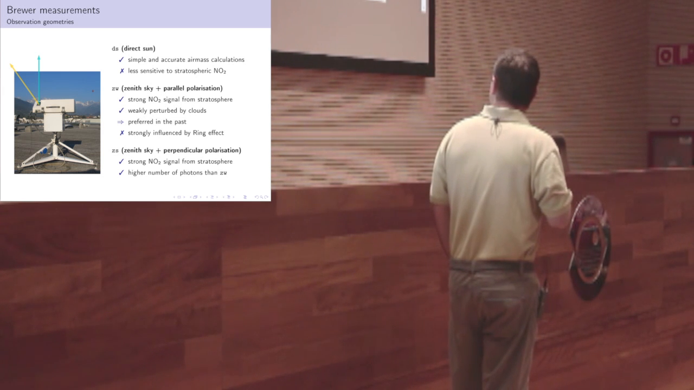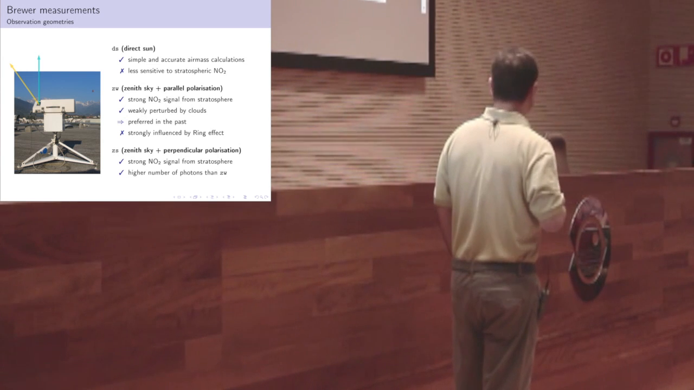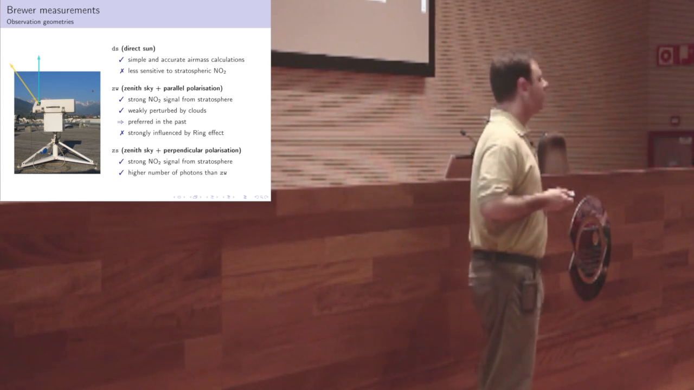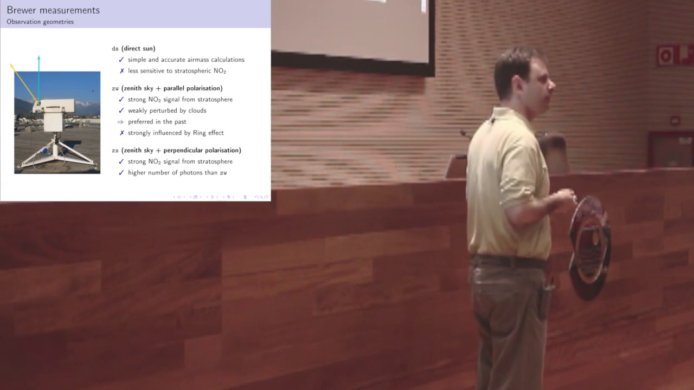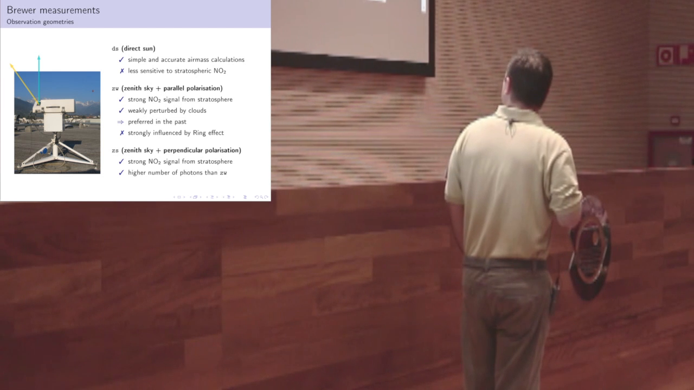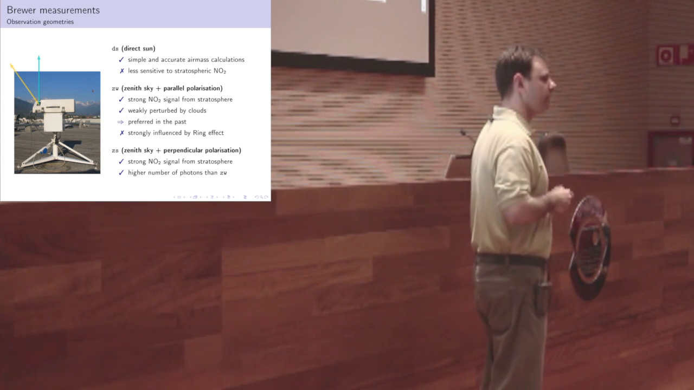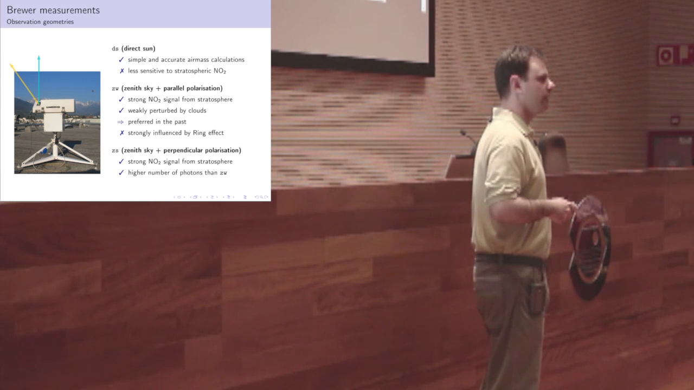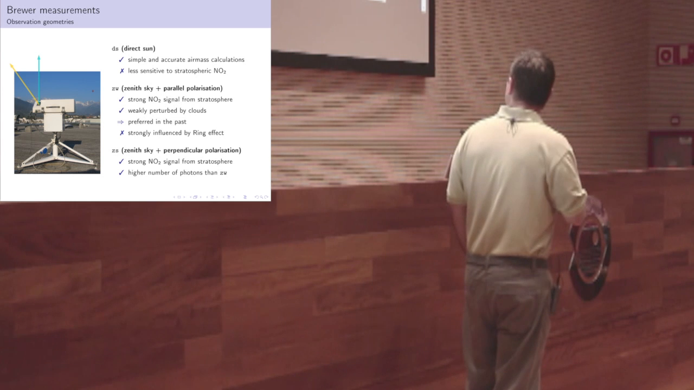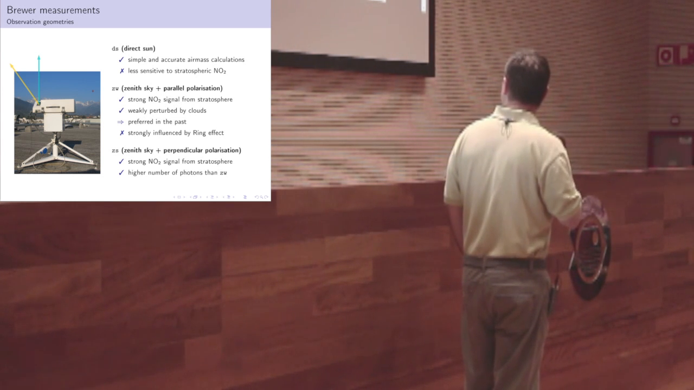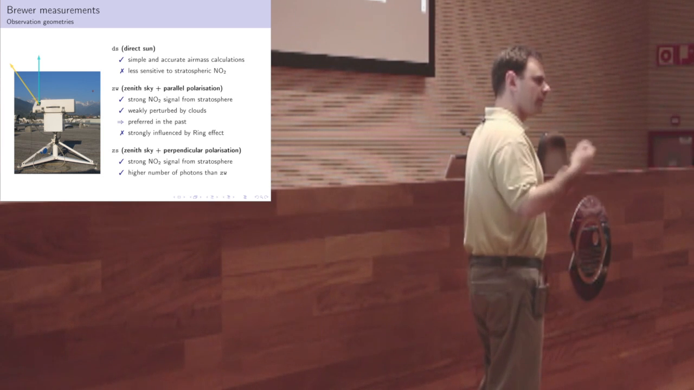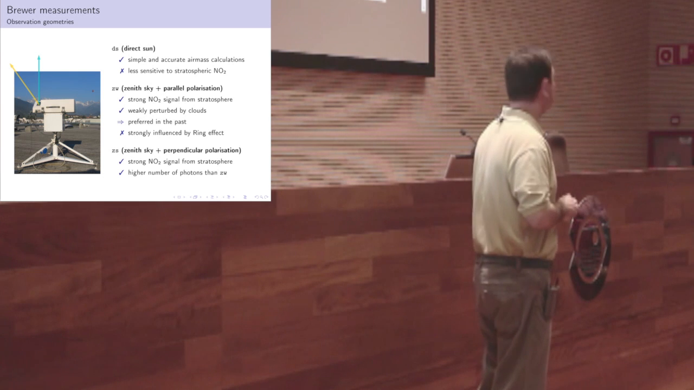Traditionally, the parallel polarization was preferred because in this polarization, all skies behave like a cloudy sky, so clouds don't perturb the measurements so much. But David Barton discovered that this polarization is strongly influenced by the ring effect, and also the number of photons reaching the optics in the polarization is lower. So now the zenith sky routine puts your tracker perpendicularly to the sun to get measurements at the perpendicular polarization.